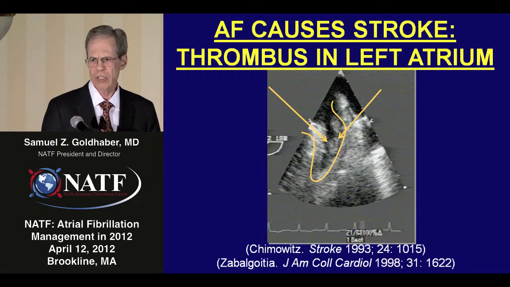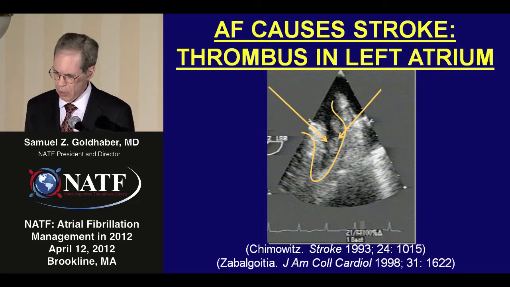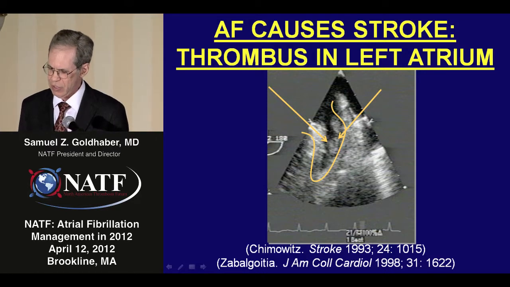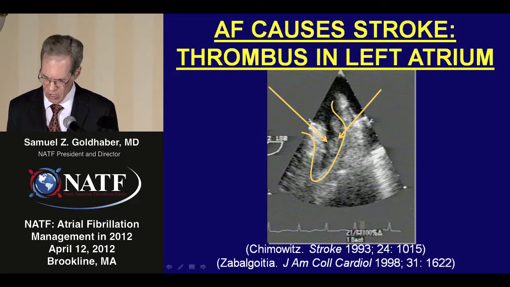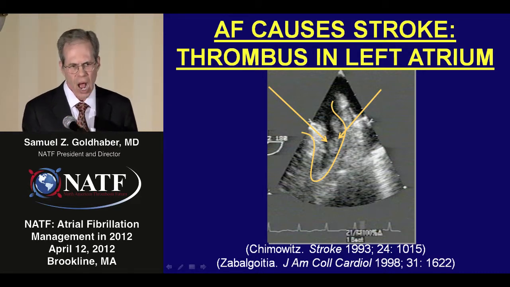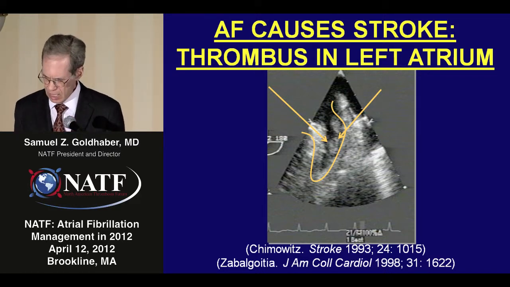Well, why do strokes occur in atrial fibrillation? Here you see a part of the heart within the left atrium called the left atrial appendage. It looks a little bit like an appendix. It has this elongated shape. And hiding inside the left atrial appendage is a blood clot, a thrombus.